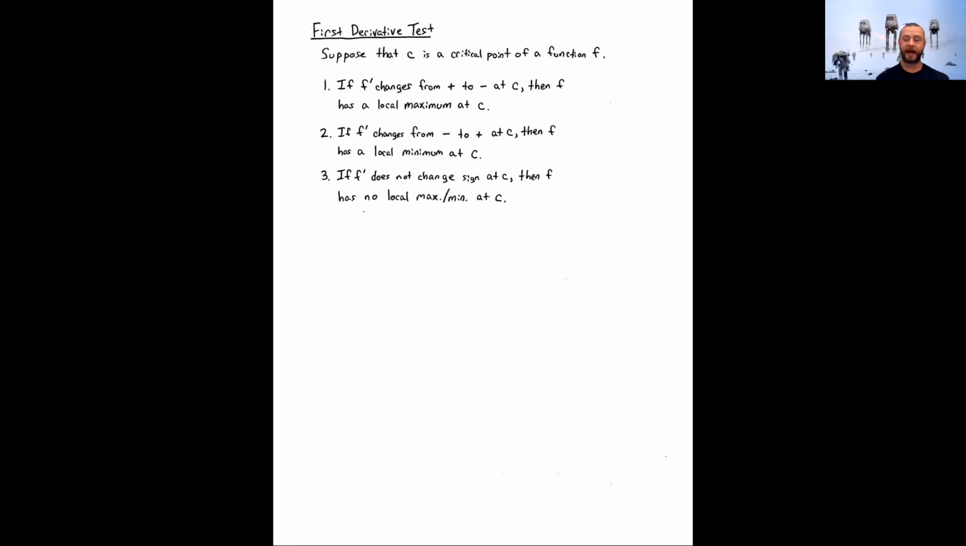Now we get a local maximum or local minimum only if there's a change in sign of the first derivative. If the first derivative does not change sign at a critical point, if it's positive on both sides or negative on both sides of the critical point, then the function has no local max or min at that critical point. And again, that's like the critical point x equals 0 for the cubic function x cubed that we looked at a few moments ago.